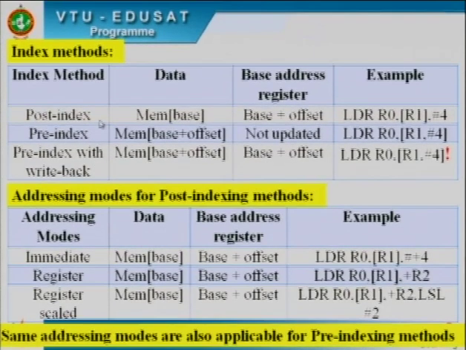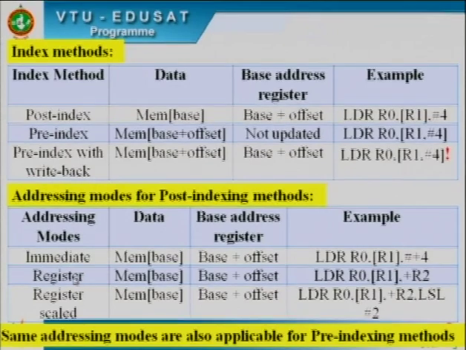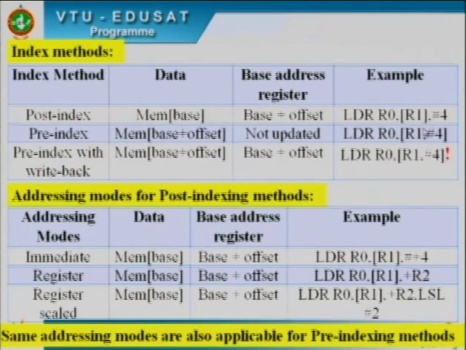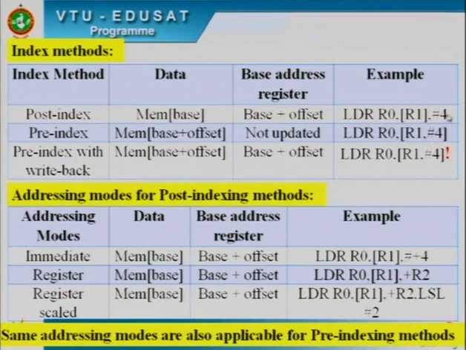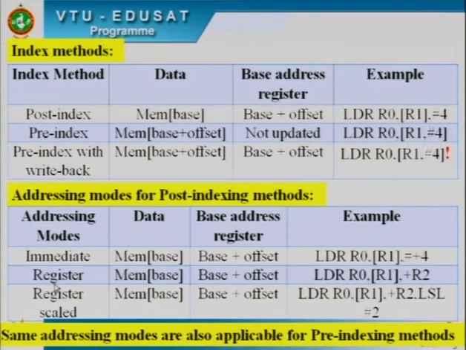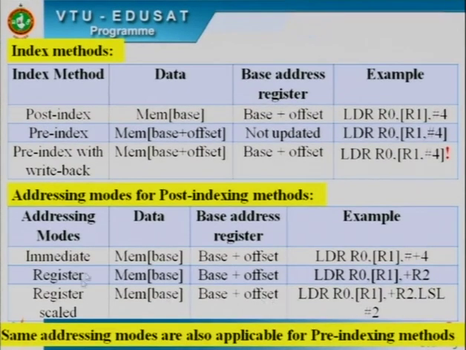Post indexing is by default always with a write back option. And there are 3 addressing modes. These addressing modes are particularly for mentioning the offset. In the indexing methods examples, we have shown the immediate addressing mode only. The possible addressing modes are immediate, register and register scaled. Register scaled is with barrel shifter operation. The table shown here is only for the post indexing method. Similar addressing modes are also applicable for pre-indexing and pre-index with write back options.